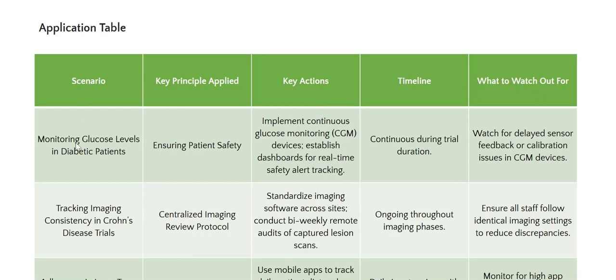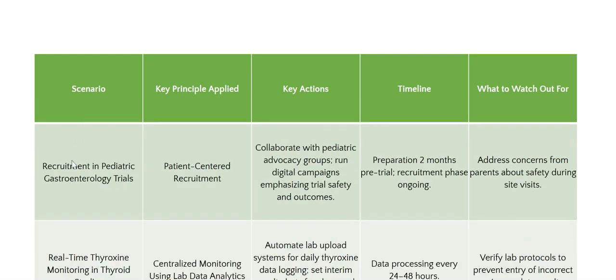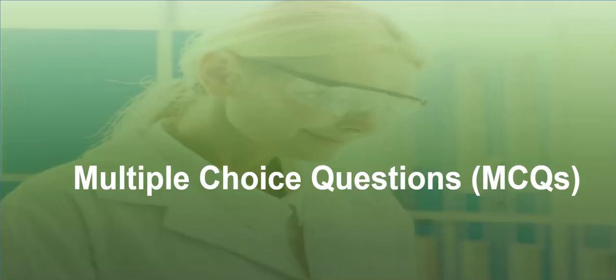As scenarios, we have monitoring glucose levels in diabetic patients, tracking imaging consistency in Crohn's disease trials, adherence in long-term obesity trials. Continuing with scenarios, we have recruitment in pediatric gastroenterology trials, and then real-time thyroxine monitoring in thyroid studies.